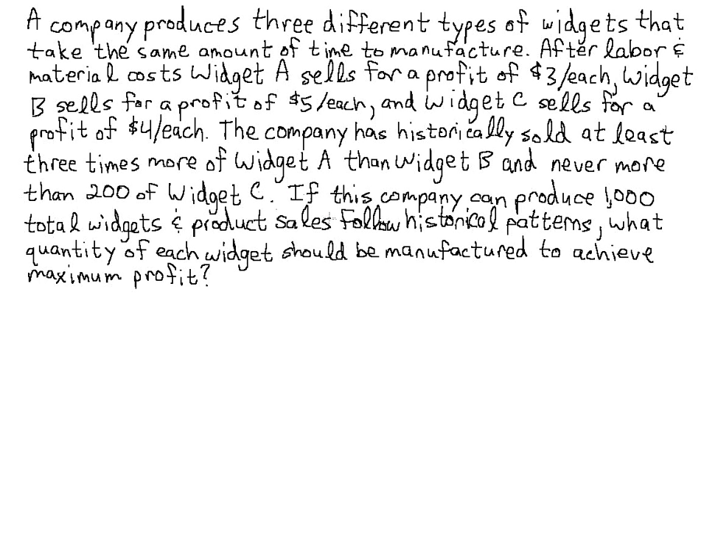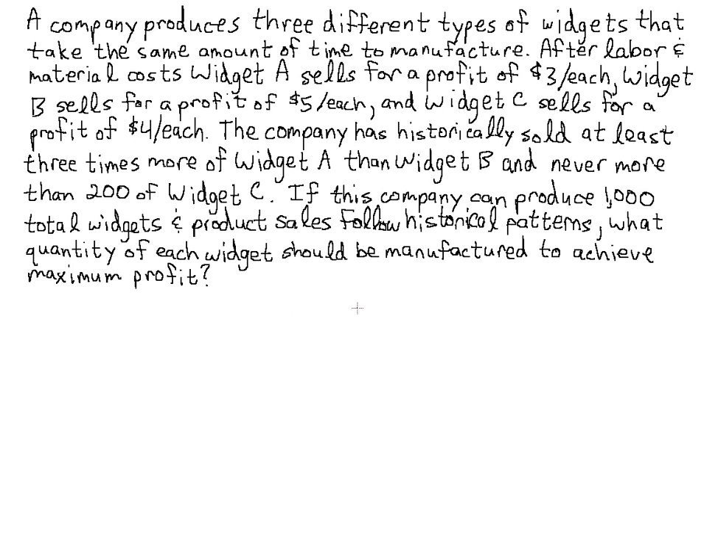We're continuing to look at real-world situations of linear programming, and we're given the following situation. A company produces 3 different types of widgets that take the same amount of time to manufacture. After labor and material costs, widget A sells for a profit of $3 each, widget B sells for a profit of $5 each, and widget C sells for a profit of $4 each.